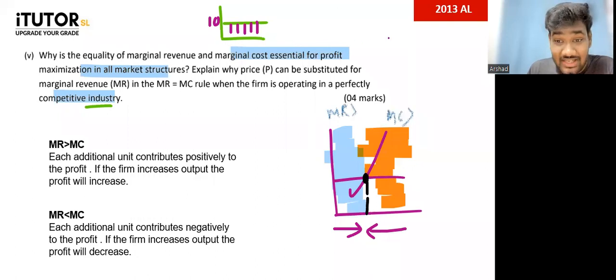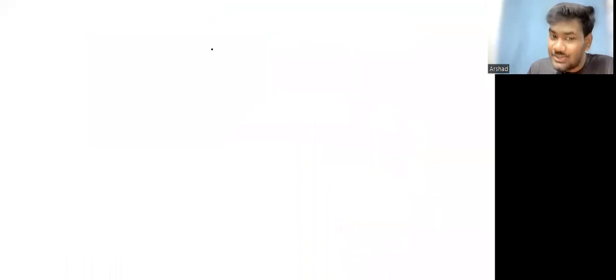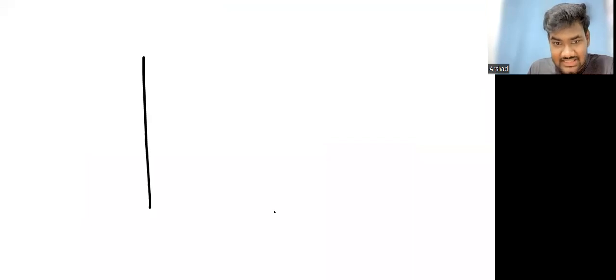Now remember, guys, when it's a downward sloping demand curve, that is not the same. Now this is not in our syllabus, I'll just show you this. So in a downward sloping demand curve, it's like this. Now in a perfectly competitive firm, it's like this. This is price equals demand equals average revenue equals marginal revenue.